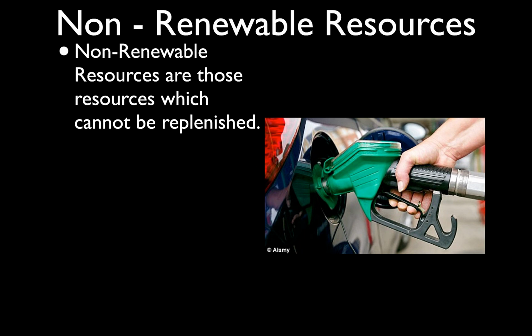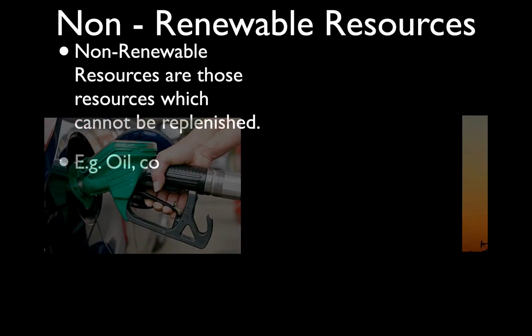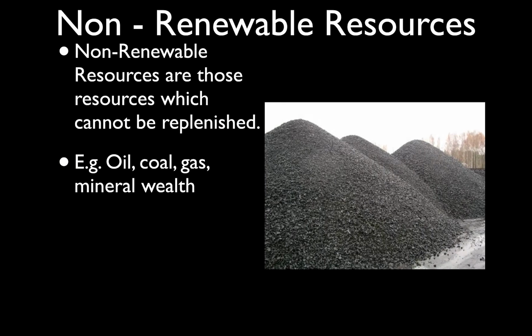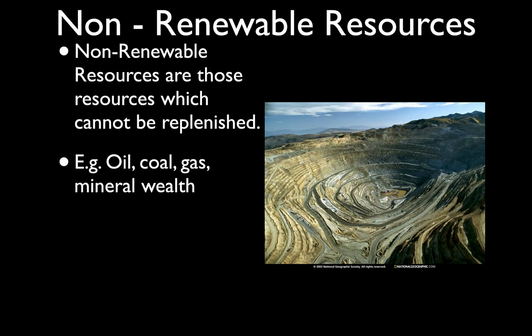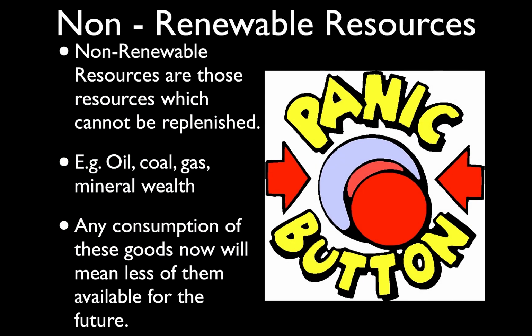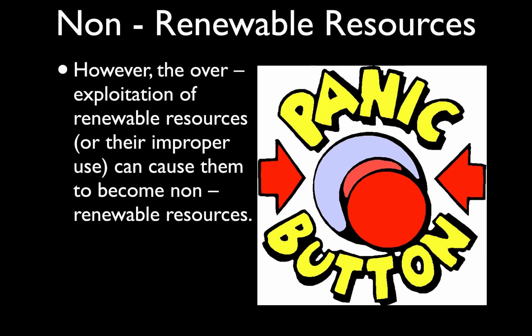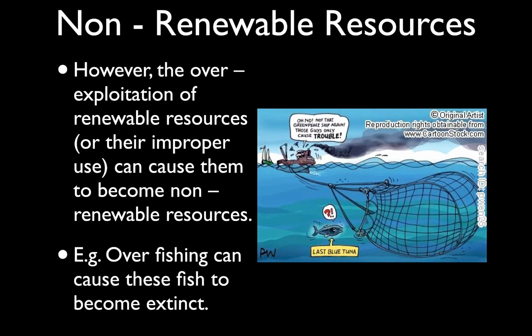But non-renewable resources are those resources which cannot be replenished. So we've got oil, coal, gas, mineral wealth. Once we use it, it's gone. So any consumption of these things now means there's less available for tomorrow. But another thing that you should keep in mind, and this is why I'm saying may in the previous examples when we were talking about renewable resources, the overexploitation of renewable resources or their improper use, I think they're both the same thing, can also cause them to be non-renewable. And overfishing can cause these fish to become extinct.